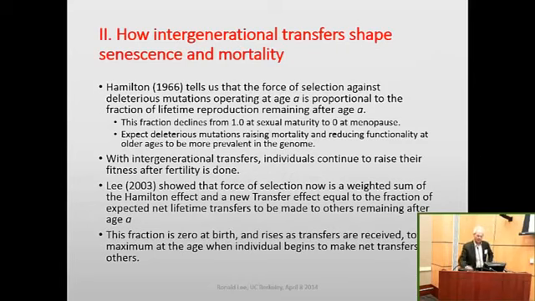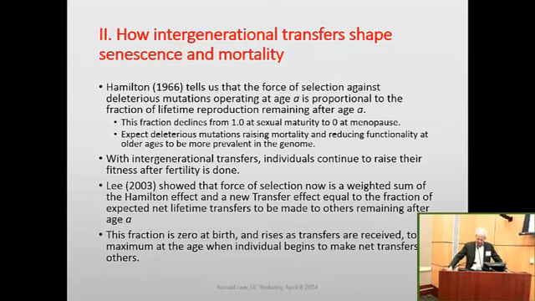So let's suppose now that we are looking at a species that does make intergenerational transfers. The question then is, how might this evolved practice of making intergenerational transfers shape the evolution of other life history traits, in particular longevity?